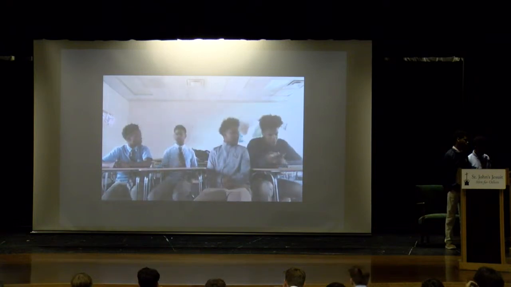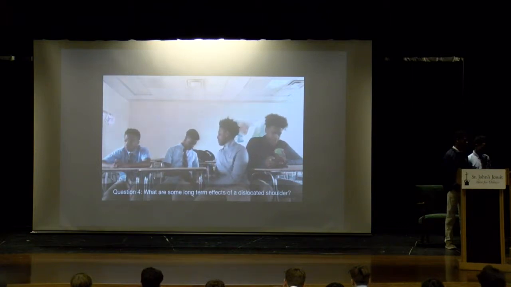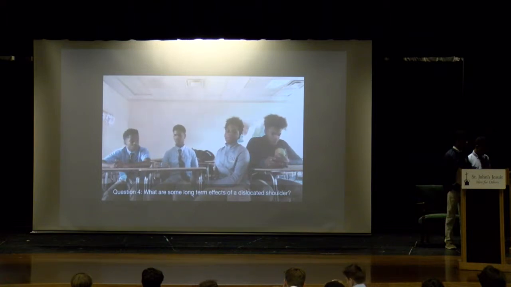What are some long-term effects of a dislocated shoulder? Long-term effects, definitely limited range of motion, limited strength, just in general. Typically, if you dislocated it once, you're at high risk of dislocating it again.